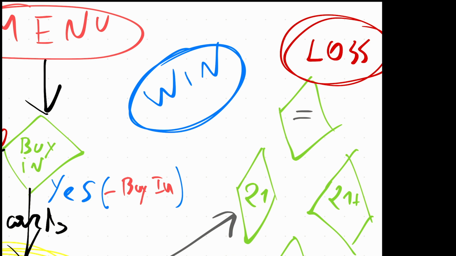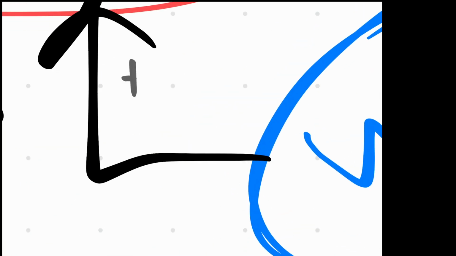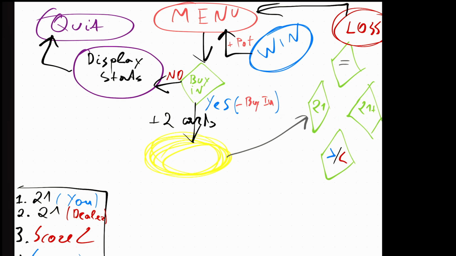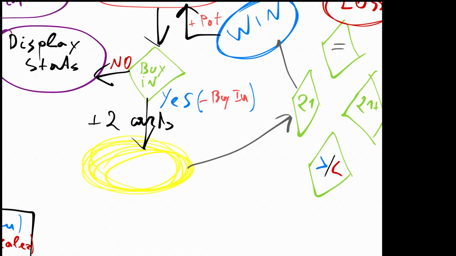Loss. So from loss, you just go back to the menu, and from win you get the pot, right? So let's write plus, or what did I think I used, the orange one, right? Plus pot. Yep. So we check for 21. If you do have 21, the gray lines are going to be for checking. So if you have 21, then you win. If you don't, come back, right?